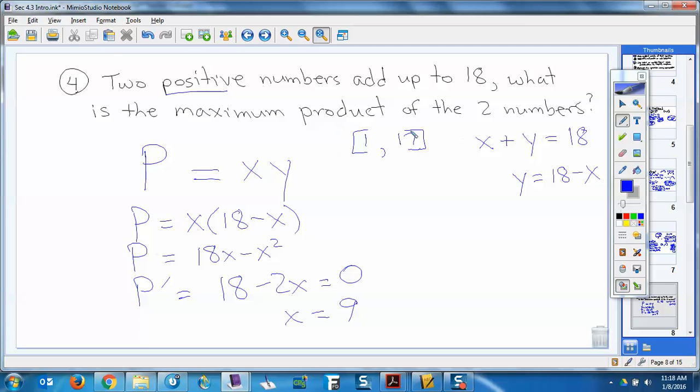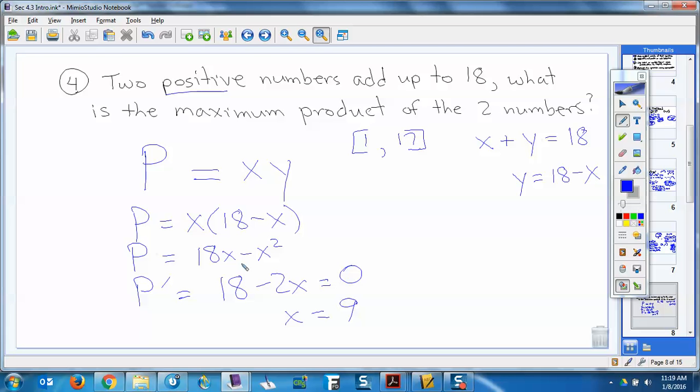So if you want to do a list of candidates, or if you want to say, hey, the P function, the product function, is an upside down parabola. It's only got one max, which is at the vertex, which is 9. So in that list of steps, what I said there is do a list of candidates, do a number line, or some justification. So that would be an okay justification.